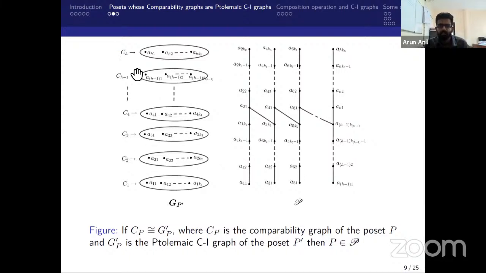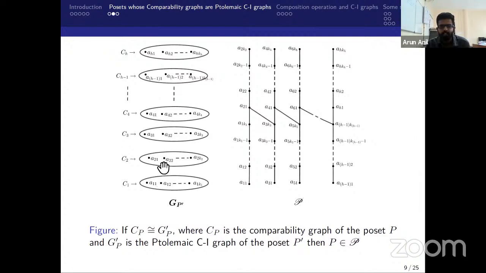For i equal to 1 to h minus 1. This is a general form of a Ptolemaic CA graph, and the corresponding poset for the comparability graph is this. The elements in C1 lie here, and the elements in C2 lie here. This is L1, and the elements in C3 lie here, elements in C4 lie here, and it continues like that. This is L1, this is L3, this is L5, and it continues like this.